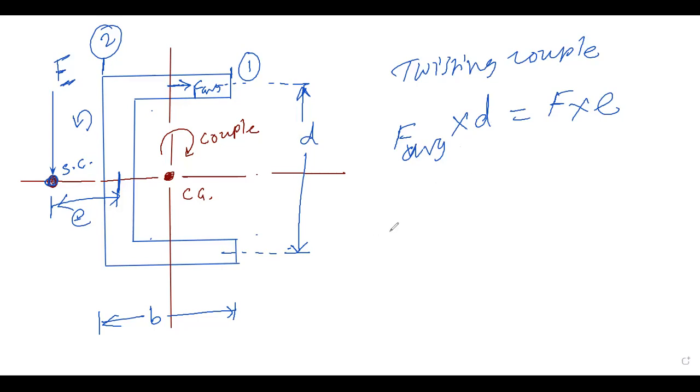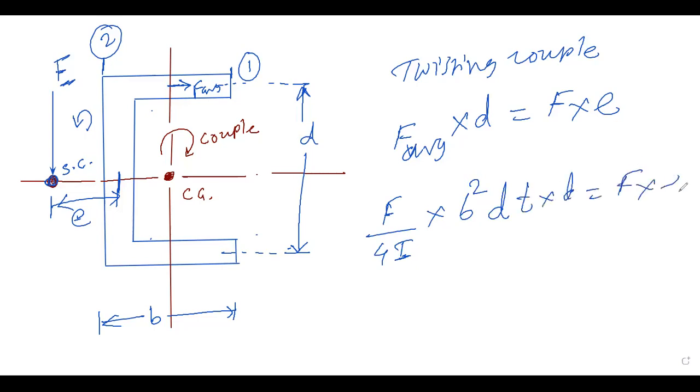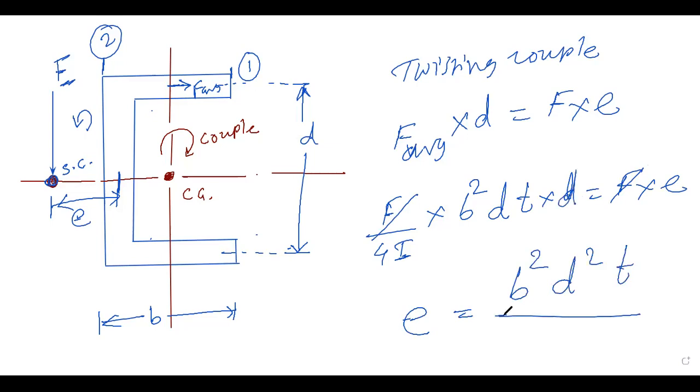So if we put the value of F average, F by 4I into... the system must be in equilibrium and we will avoid the twisting. So F average is nothing but F by 4I B square D into T, multiplied by D, is equal to F into E. So F gets cancelled. So E is equal to B square D square T divided by 4I.